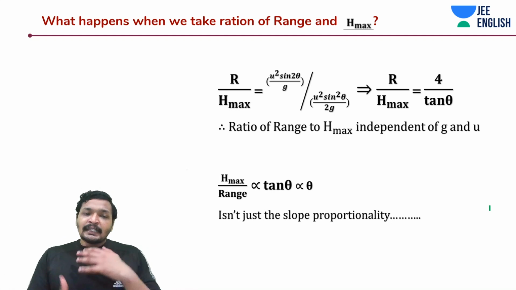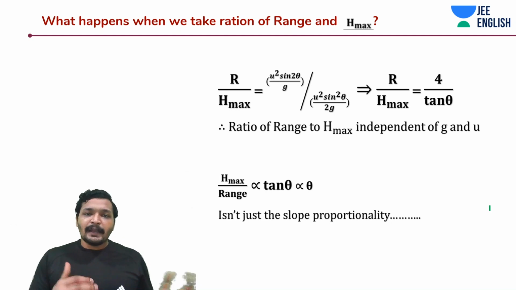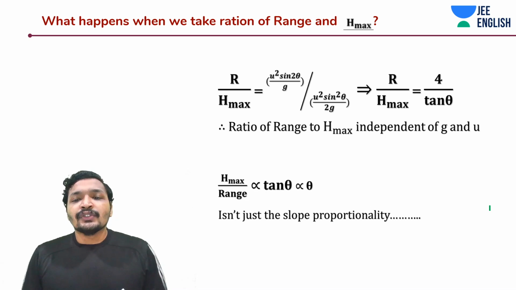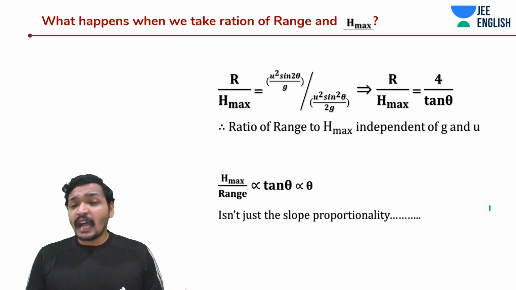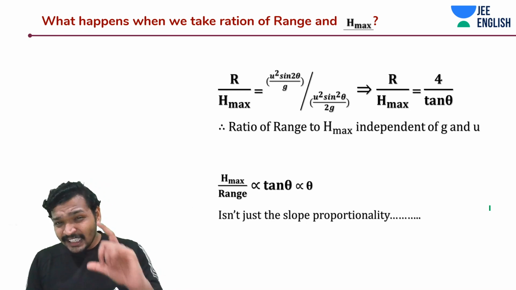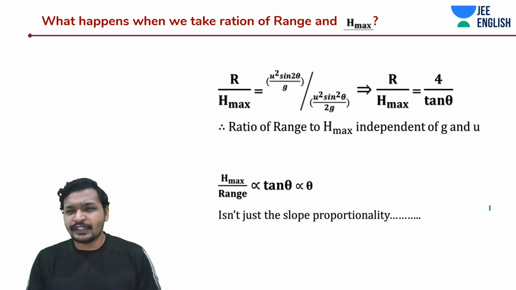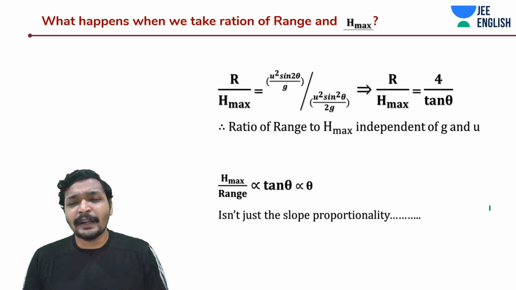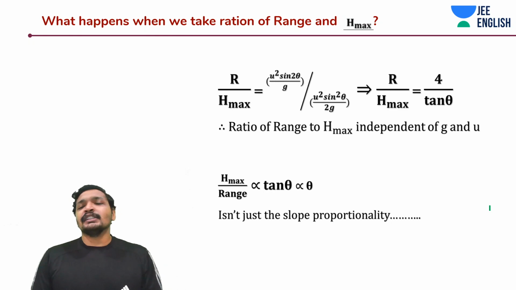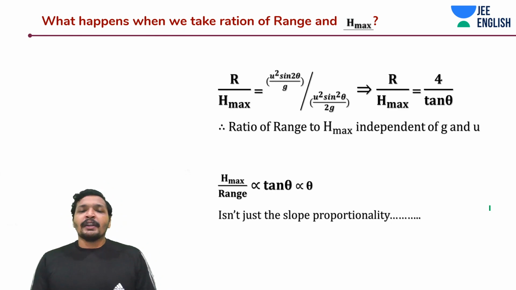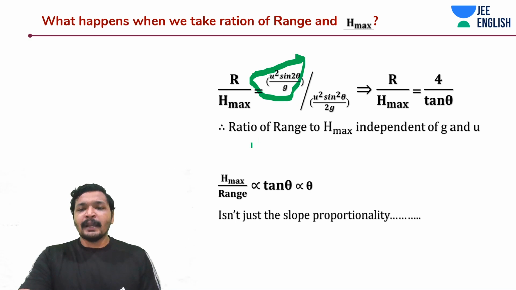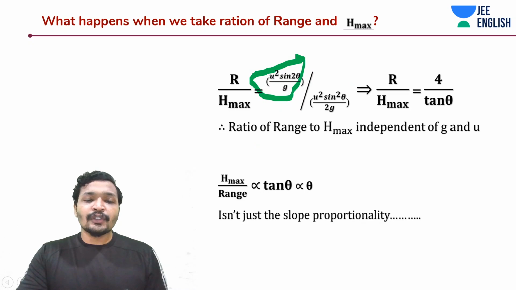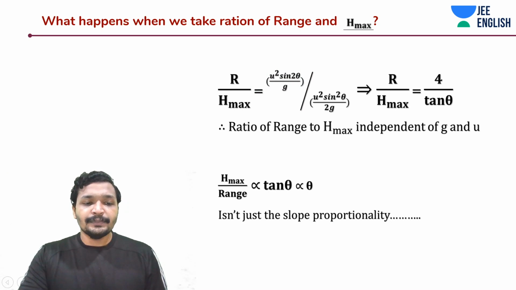And there is something interesting about taking the ratio of range and Hmax or Hmax and range, that is the maximum height by range. So you will notice that it is independent of gravitational acceleration and initial velocity. This mathematical ratio of range and Hmax is independent of gravity and initial velocity. So what did I do over here? Basically substituted the value. I said R is equal to u squared sine 2 theta by g. And Hmax is equal to u squared sine square theta by 2g.